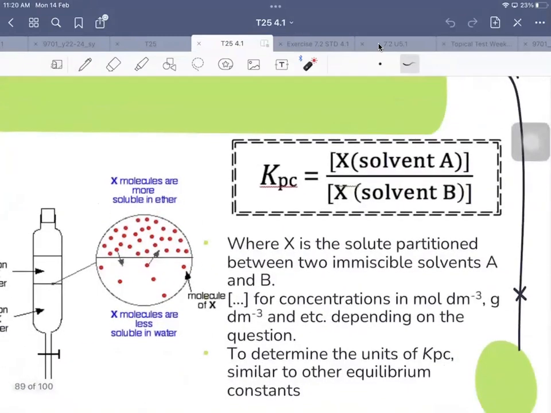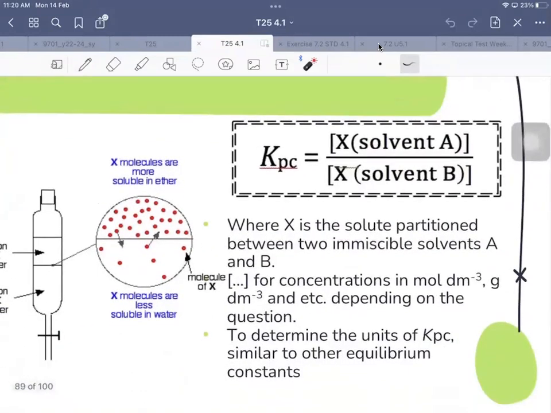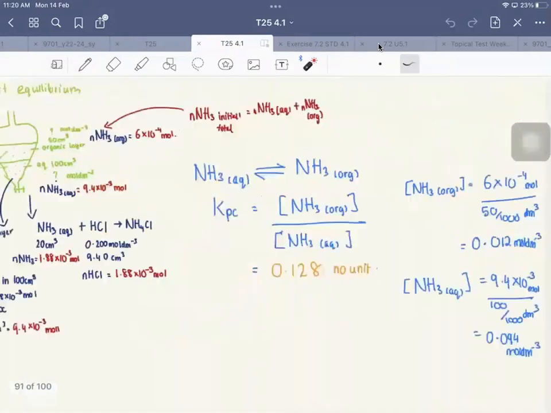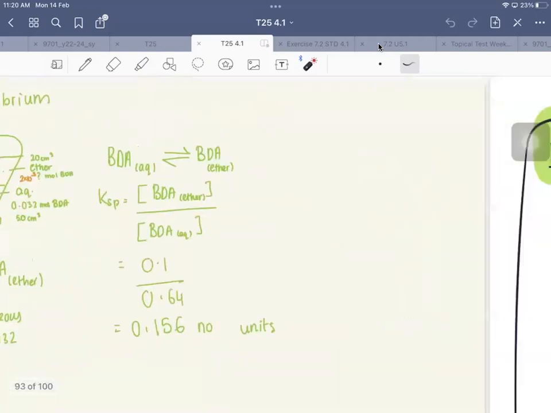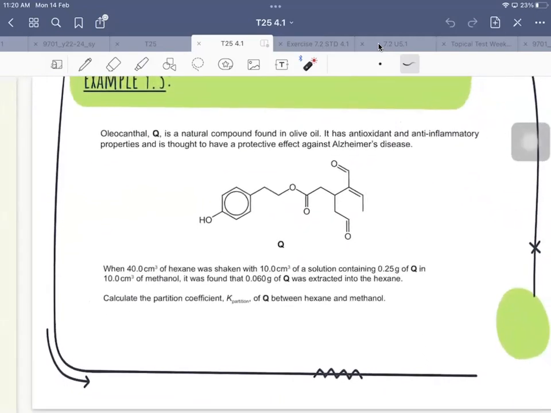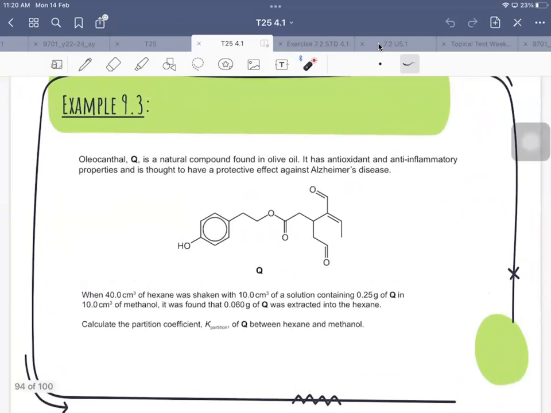It has to be the concentration at equilibrium, okay? So some questions will only give you the number of moles or the concentration initially, but you have to find the concentration at equilibrium, which is what we have been doing for the last two questions. Okay, so now we are going to do example 9.3.